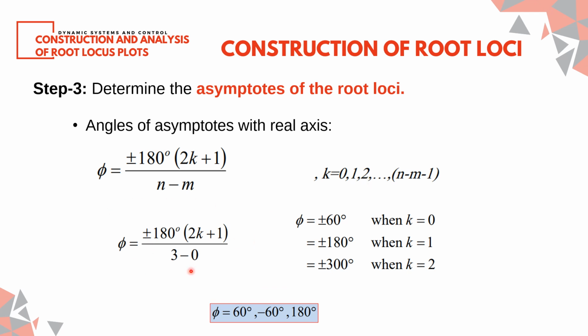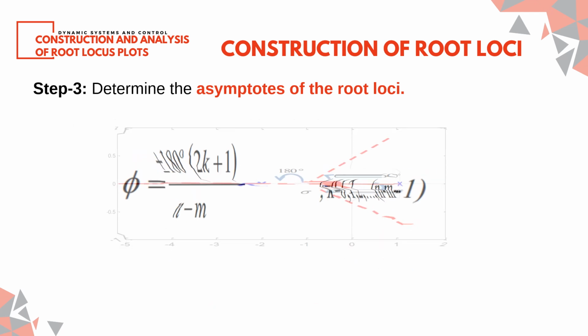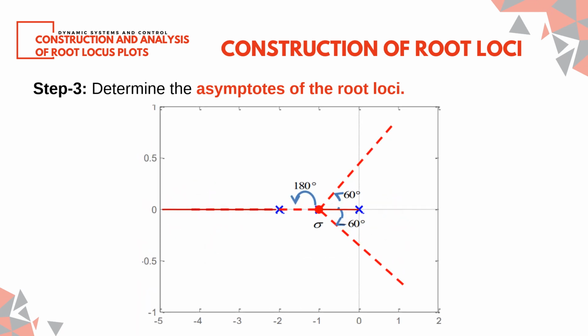So substituting to our equation, we have phi is equal to plus or minus 180 degrees, quantity 2k plus 1 all over 3 minus 0, and we have these angles: 60 degrees, negative 60 degrees, and 180 degrees. And now we have the plot of our root loci with the asymptotes, given the angles that we've got, so 60, negative 60, and 180 degrees.